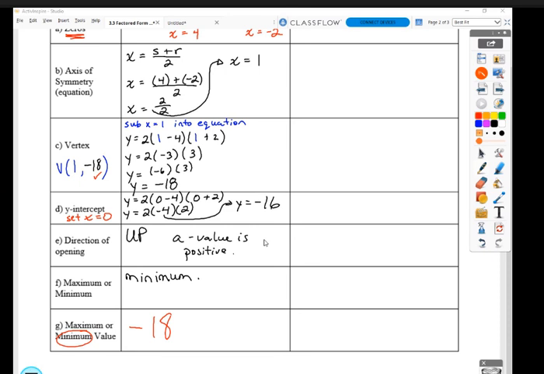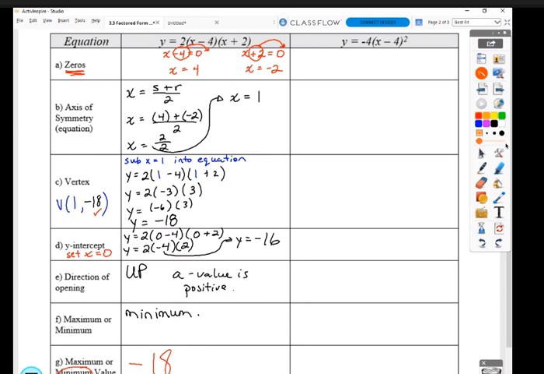Okay? Questions about that? All right with that? Okay. The next one. y equals negative 4, x minus 4 squared. Okay, let's see what that looks like. y equals negative 4 bracket x minus 4 squared.